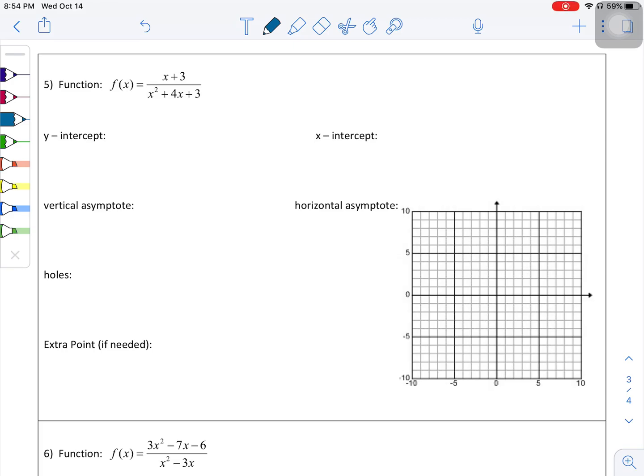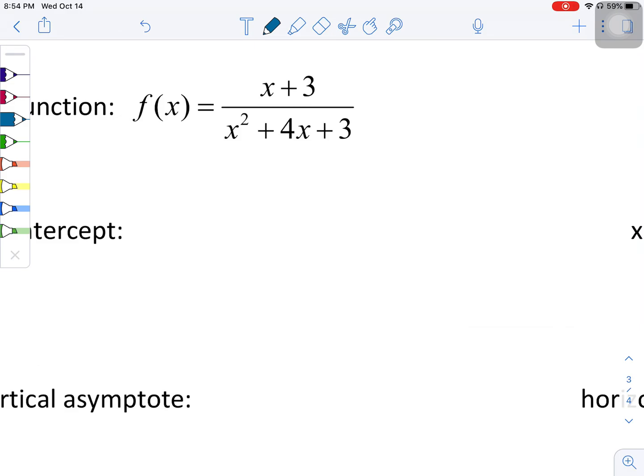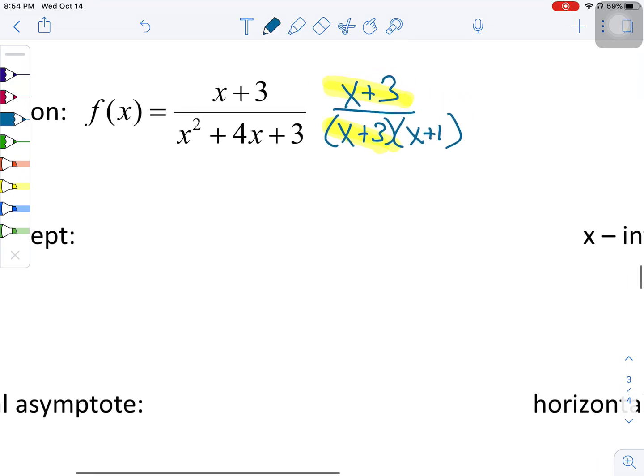Okay, problem number 5 on the practice sheet. We're going to jump right into it for these rational functions. We want to possibly factor and possibly cancel. We can definitely factor, and I can already tell we're going to be able to cancel here. So this x plus 3 will take out that x plus 3. Be careful with what's left over, because the numerator is not blank. All right, so this is f of x is equal to 1 over x plus 1.